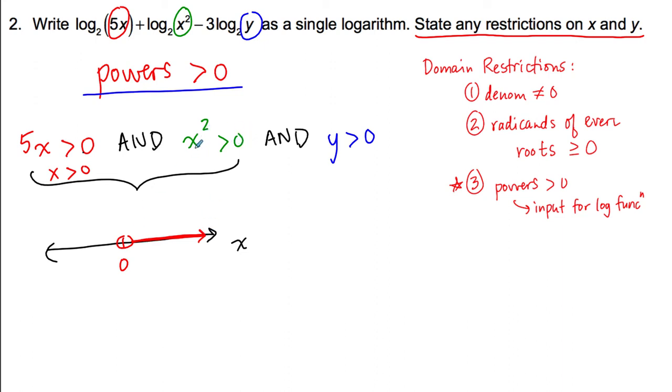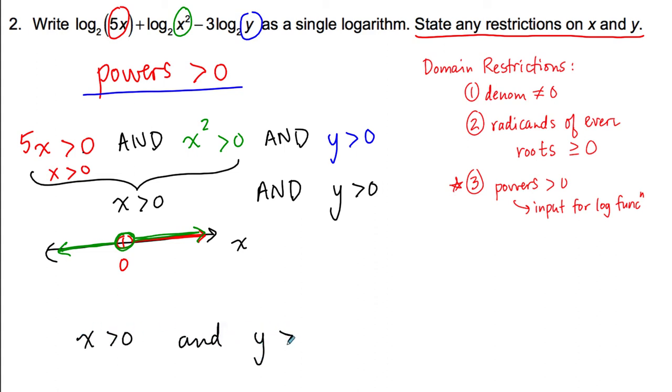The only value that x cannot be is 0, because 0 squared is equal to and not greater than 0. So the green set of values is everything except for 0. And so we're looking for red and green, which is specifically just the right side of 0. So according to this, we only have the set that x must be greater than 0, and we have that y must be greater than 0. So those are the restrictions that we're looking for this logarithm to be true. X is greater than 0 and y is greater than 0.